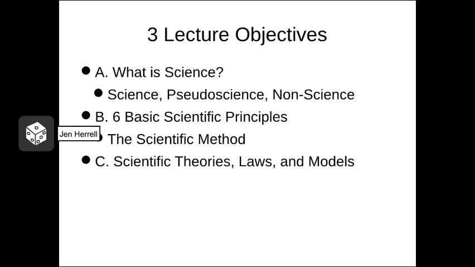We have three major learning objectives for this lecture. First of all, we're going to go over science and define it, describe what it is and what it isn't. Second, we're going to go over 6 basic scientific principles that we use to define what science is. This will include a review of the scientific method. And then finally, we're going to discuss scientific theories, laws, and models, different types of scientific ideas.